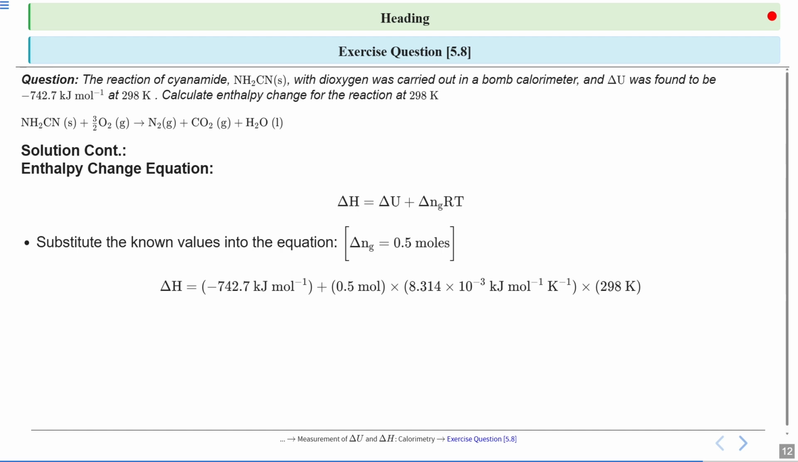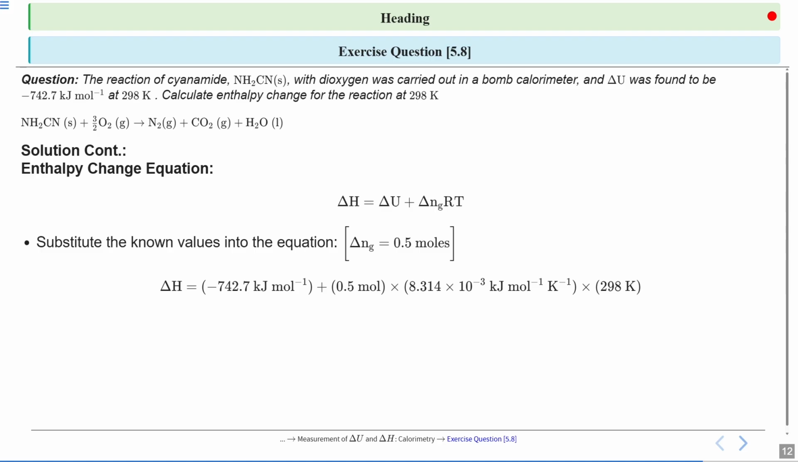So, delta U is how much? It is minus 742.7 kilojoule per mole. Okay, I said that delta H is given. No, delta U is given, right? Delta H is to be calculated. And obviously, we are doing the reaction in the bomb calorimeter, so the delta U will be given. Now, this is minus 742.7 kilojoule per mole plus the delta Ng 0.5 R. We have written R as 8.314 into 10 to the power minus 3. Again, remember, this is written in kilojoule because the delta U is given in kilojoule, and generally we calculate the enthalpy change in terms of kilojoule per mole, right?